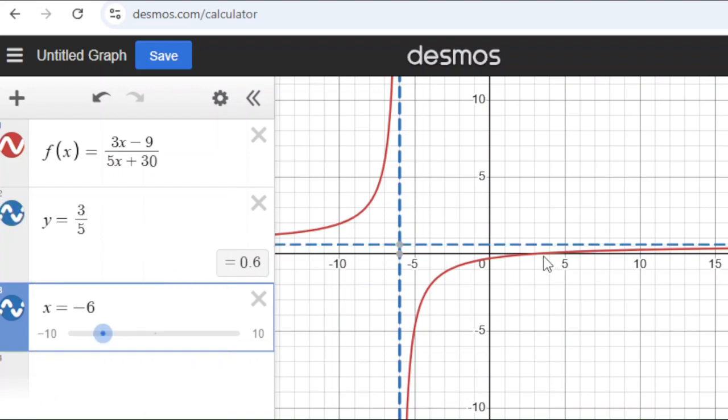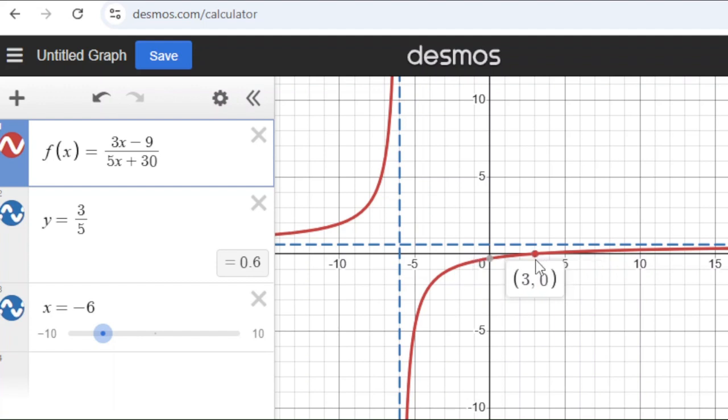And notice, by the way, right here, that number 3 that I was telling you about, actually at 3, that's where we crossed the x-axis, right? That was the value of x that made the numerator 0. That's our x-intercept.